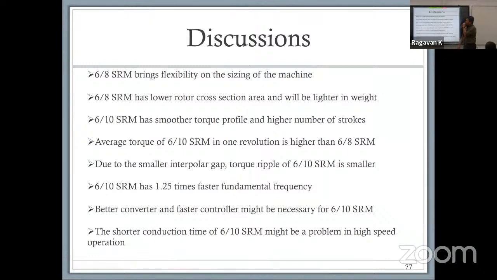So the discussion point basically here is that you get much more flexibility in the 6/8 machine design. 6/8 has lower cost, but 6/10 has a much smoother torque profile because of the higher number of strokes we are getting. The average value of torque was also higher. So the metrics of interest that we like to see in the SR, several of them had substantial benefits. The challenge, of course, is that my 6/10 machine was spinning at 1.25 times the fundamental frequency.